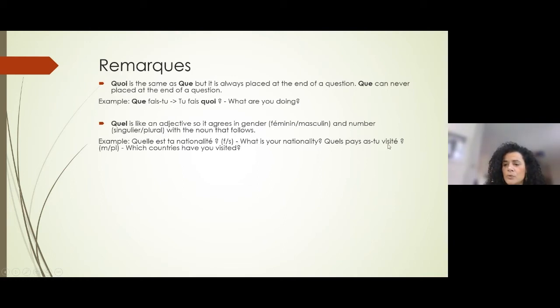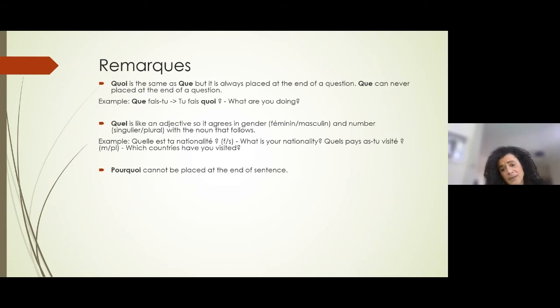Quel pays as-tu visité? So, which countries have you visited? Quel pays? Pays here is plural and it's masculine. So, quel is also masculin pluriel. So, you remember that quel is like an adjective, it needs to agree in gender and number with the noun that follows.